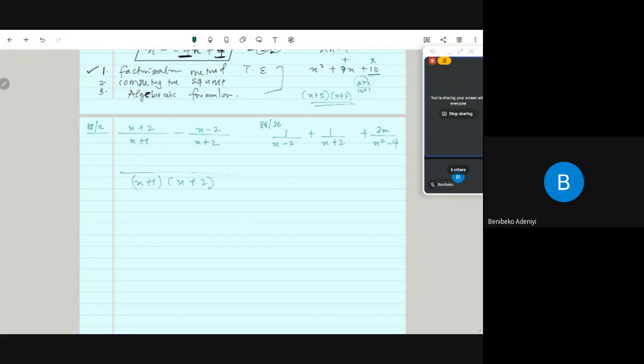How did we get that? We just multiply these two guys together. Then multiply this and this. So x plus 2, x plus 2. Then multiply this and this. Minus x plus 1, x minus 2.